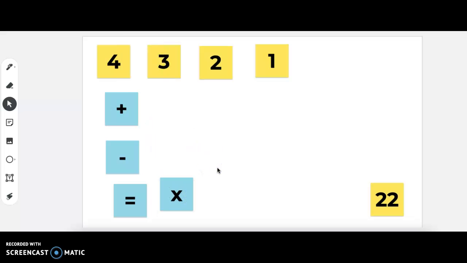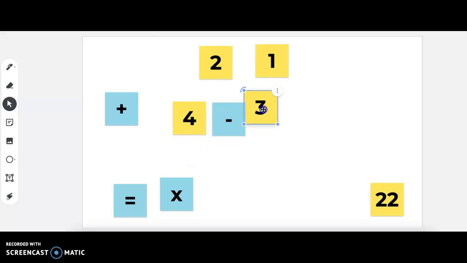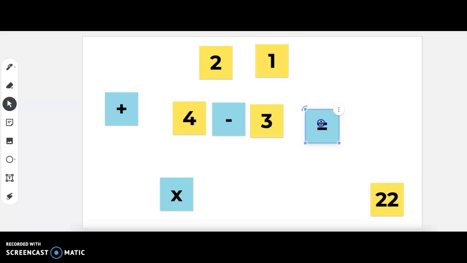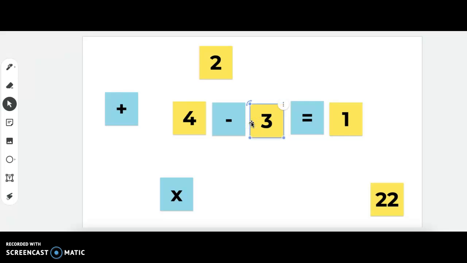Okay, so let's see if we can come up with any signs that would work for 4, 3, 2, 1 using any of those digits with a plus, minus, and an equal sign. So I have one like 4 minus 3 equals 1, right? So I used my numbers as my digits, and I made them numbers and used my signs and made an equation.